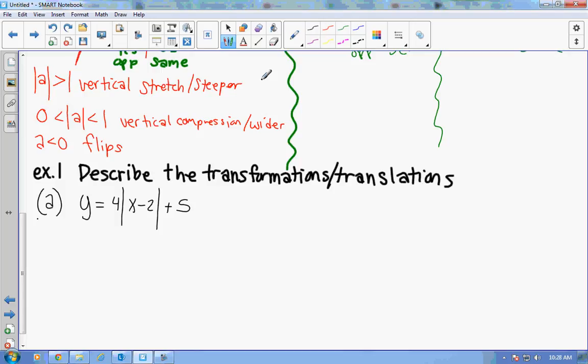What's different about this graph? What does the 4 do to the graph? It does multiply. What does it do to the graph? Vertical stretch. It gets steeper by a factor of 4. So if I was to describe this, I would say vertical stretch by a factor of 4, because 4 is greater than 1.